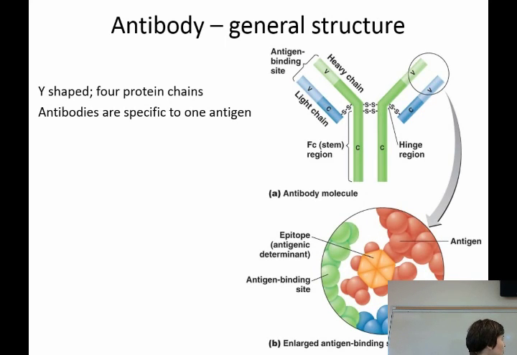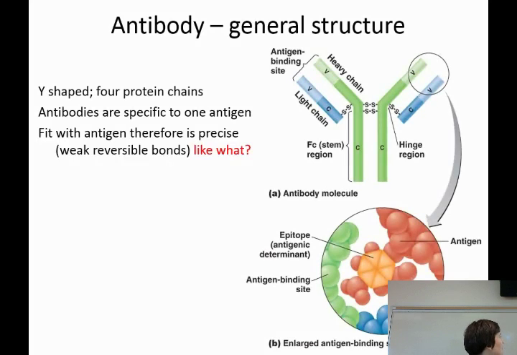Antibodies are specific to the antigen they're looking for. Their shape is extremely specific and variable, so their fit is very precise. And it depends on weak reversible bonds. So let's just cast our minds way back to chemistry, chapter 2. I know, that was like 75 million years ago.